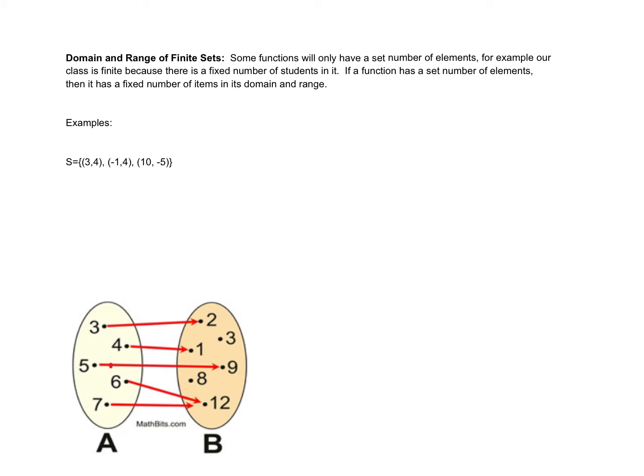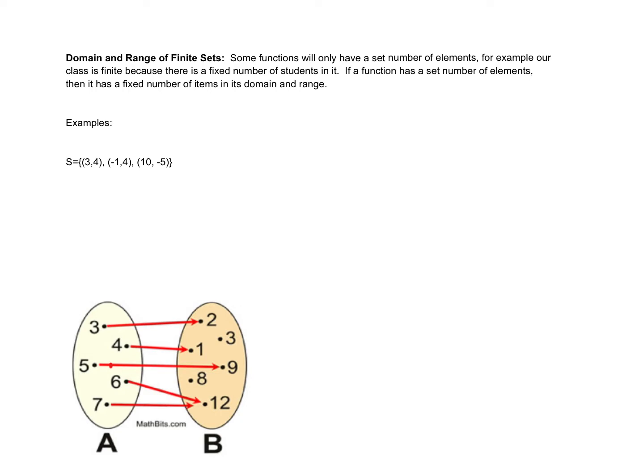So the domain and range of some sets are very, very simple. If you have a finite relation, a finite set only has a fixed number of elements. The number of people in our class is finite because there are not infinitely many people. There is a countable number of people in our class. So the domain of finite sets is very, very simple.